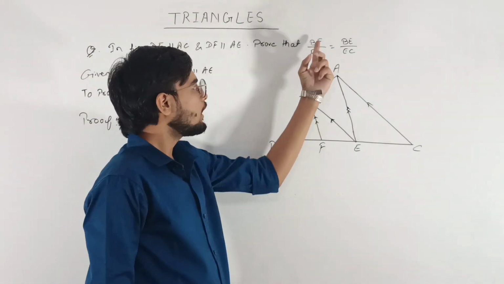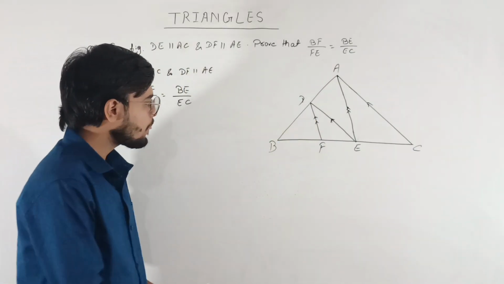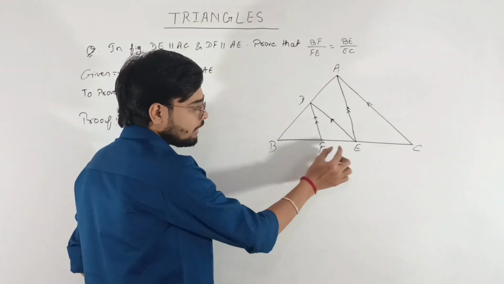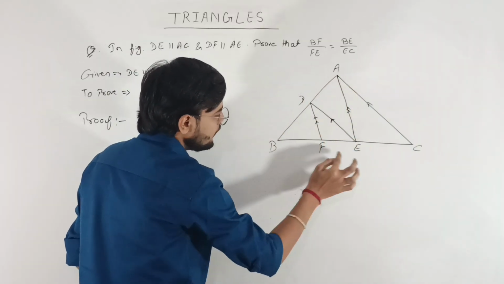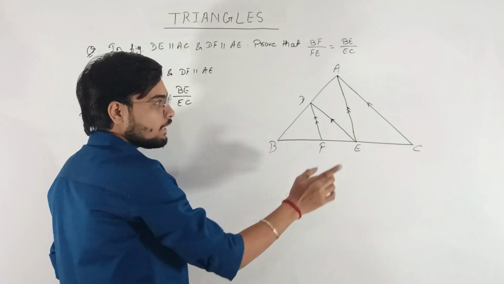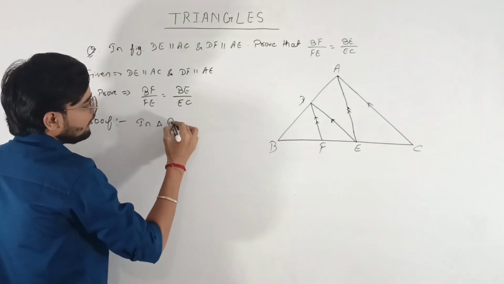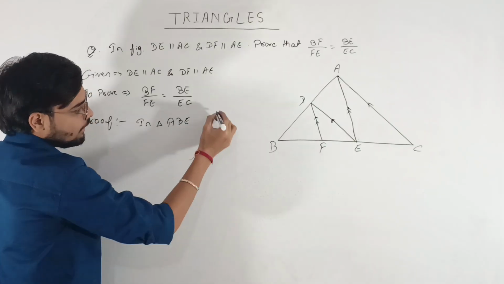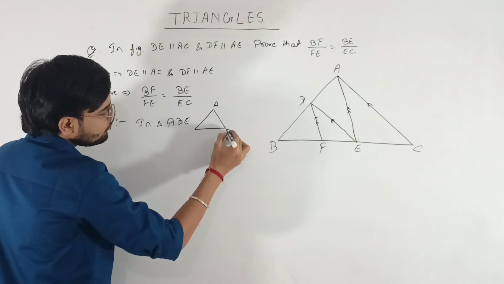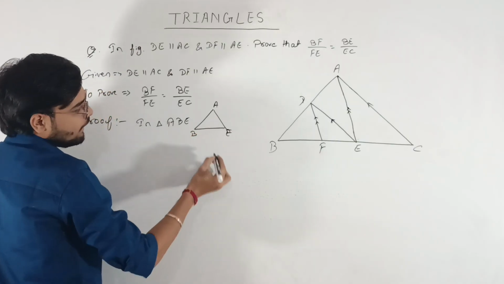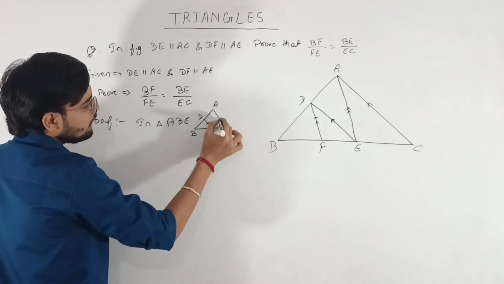First we look at BF and FE. BF and FE lie in which triangle? So look, BF is here. This is BF and this is FE. BF and FE lie in triangle ABE. This triangle ABE. In this triangle, BF and FE lie. So we consider triangle A, B and E. Look, A, B and E.